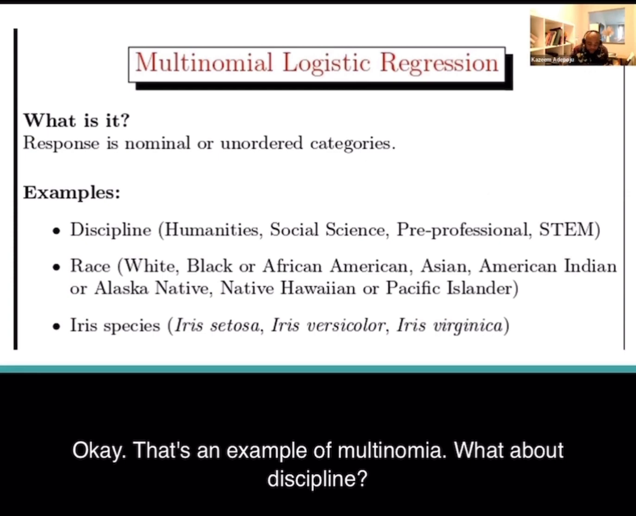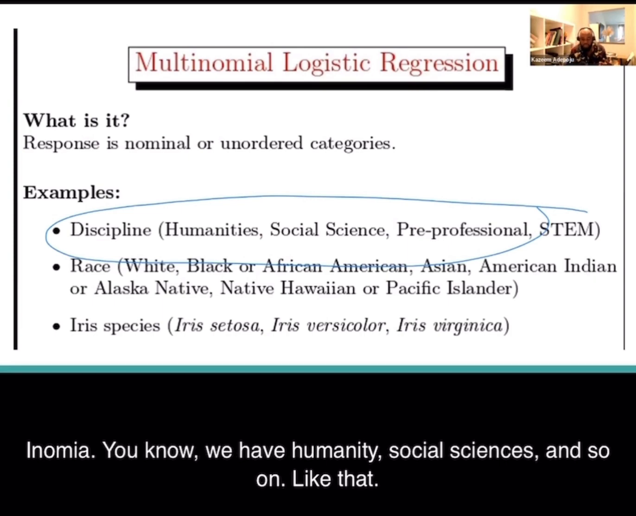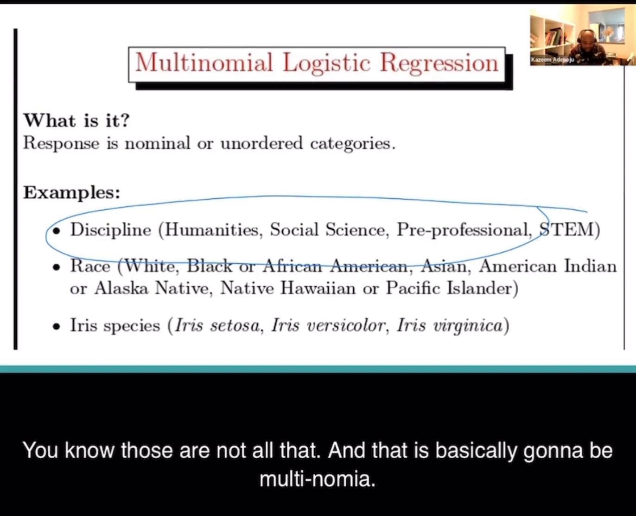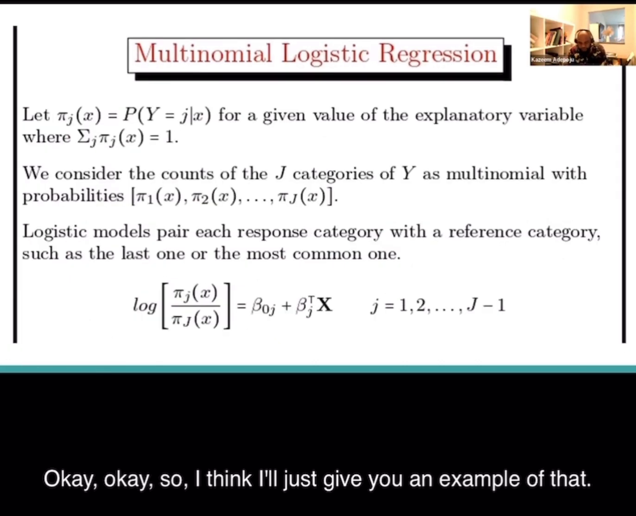What about discipline? That's another example of multinomial. We have humanities, social sciences, and so on. Those are not ordered, and that is basically going to be multinomial. So I think I just gave you an example of that.